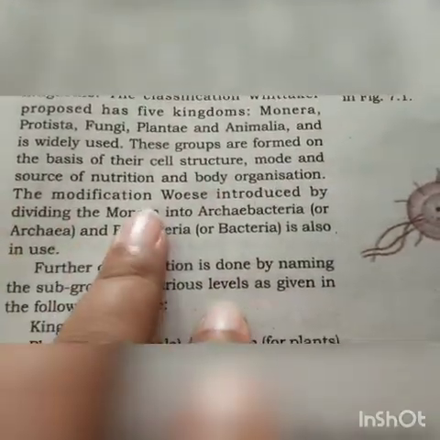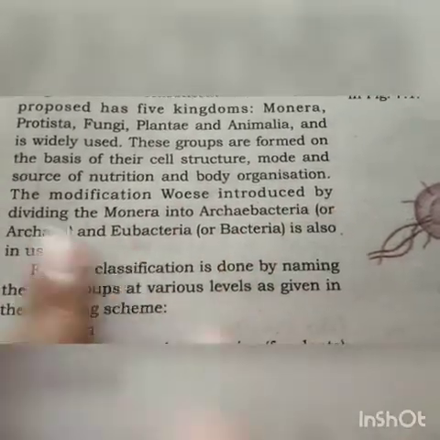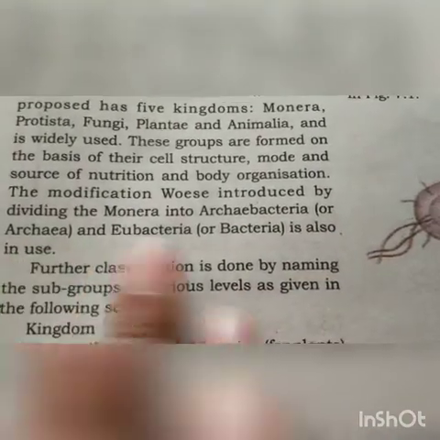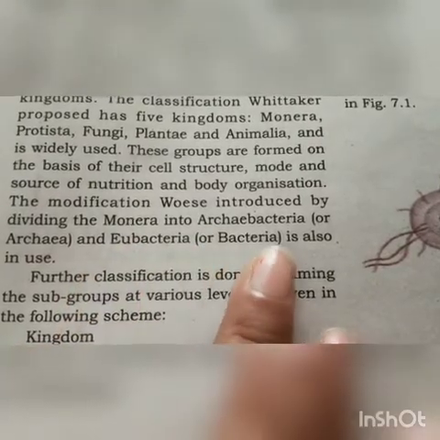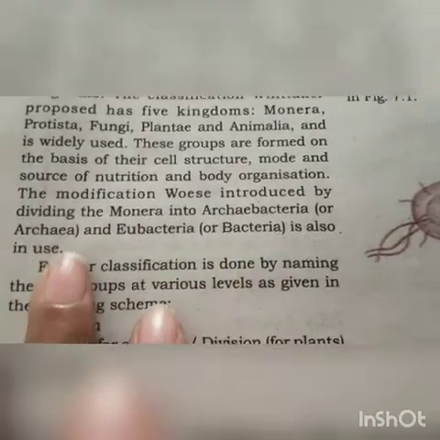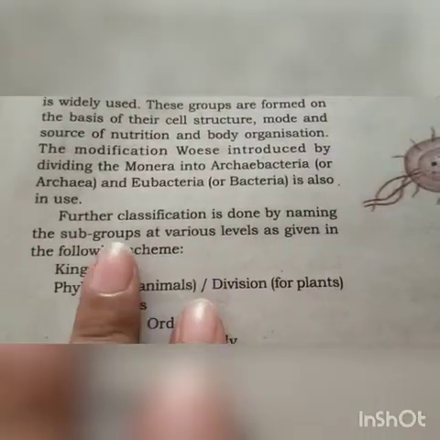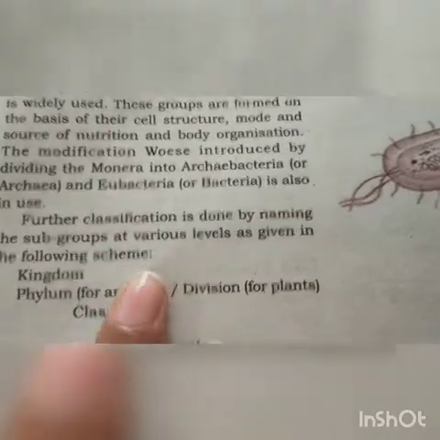A modification is introduced by dividing the Monera into Archaebacteria or Archaea and Eubacteria or bacteria, which is also in use. Further classification is done by naming the subgroups at various levels as given in the following scheme.